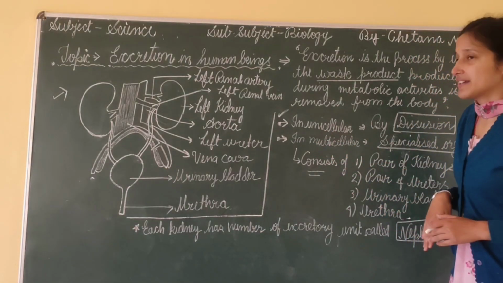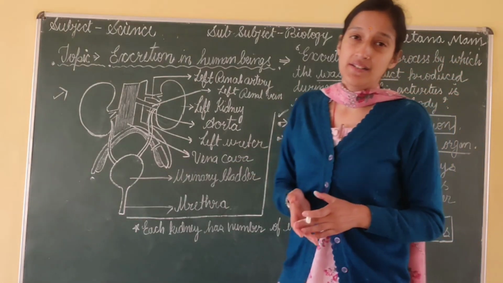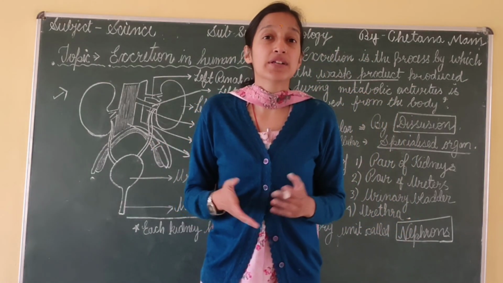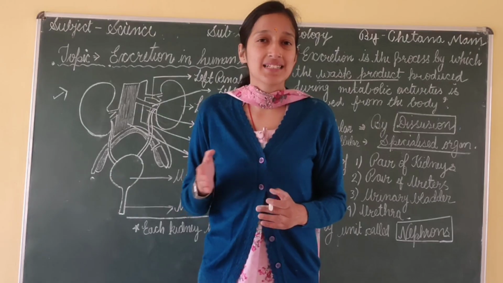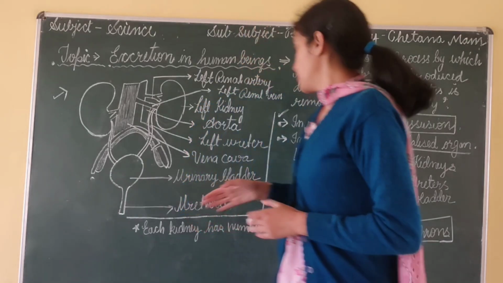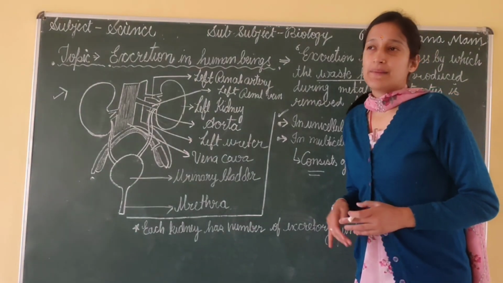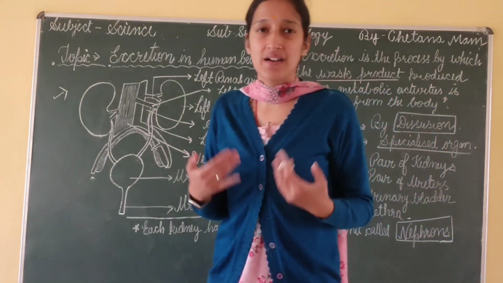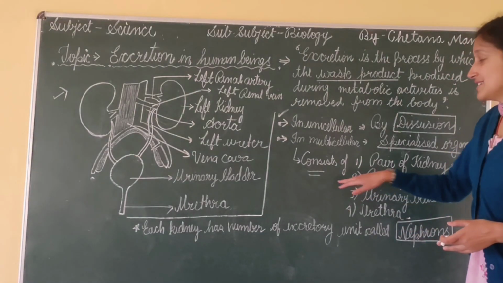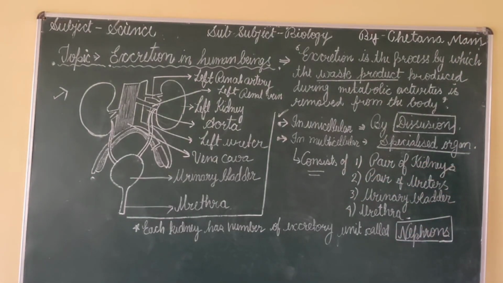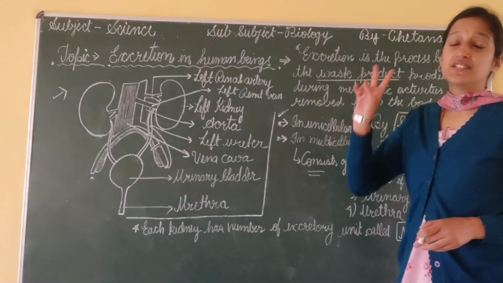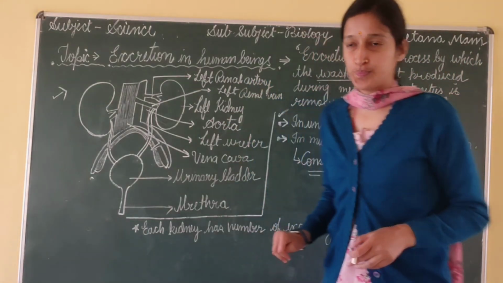In multicellular organisms there is a specialized organ system which is known as the excretory system. You might have heard about kidney. So in this excretory system we will talk about the parts of the excretory system. In multicellular organisms like animals and us, there is a specialized organ system which consists of, number one, a pair of kidneys. It means we have a pair of kidneys, so the number of kidneys is 2.